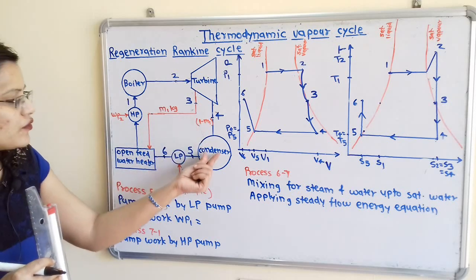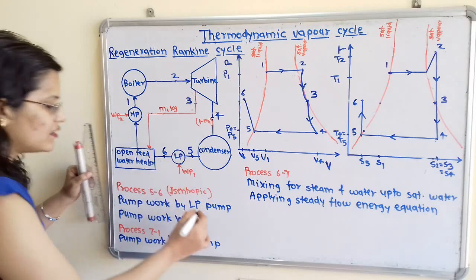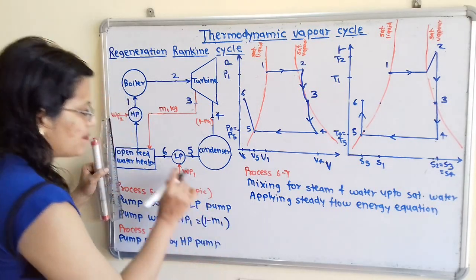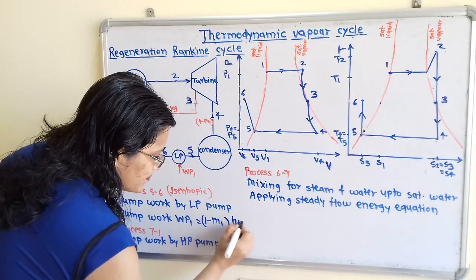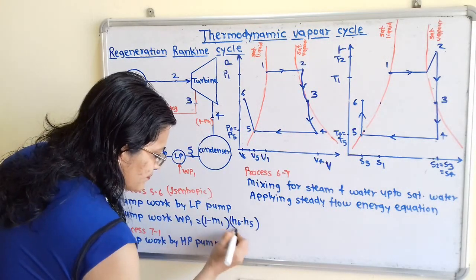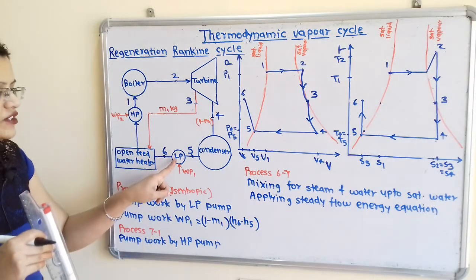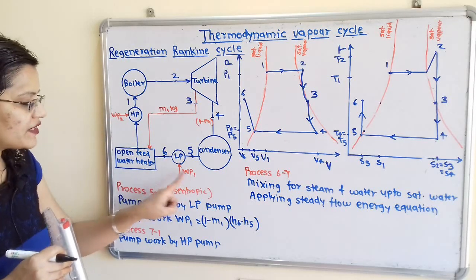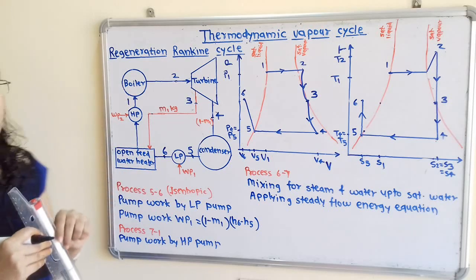So it is continued from condenser to the low pressure pump. So we have to write here 1 minus m1 multiplied by H6 minus H5. So this is the pump work. So this is the low pressure pump. After that there is high pressure pump. So we will give here the suffix 1, that is WP1. Now again we will move for the next process.